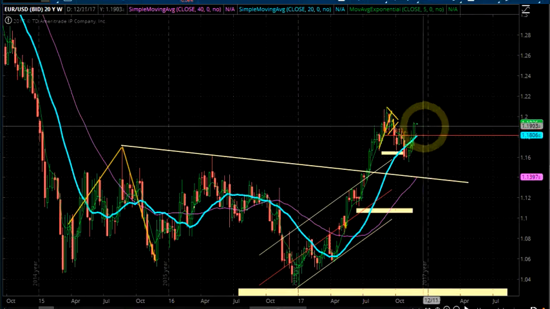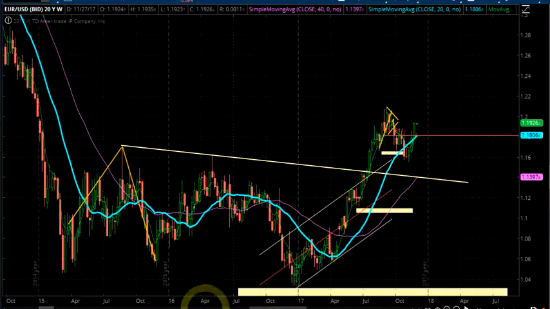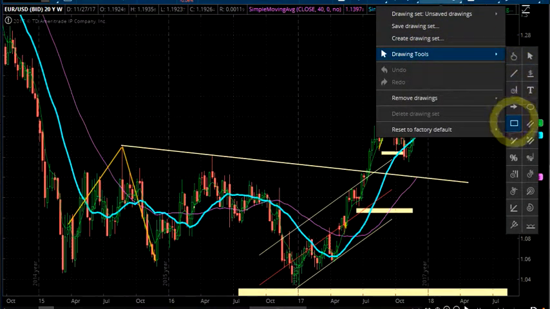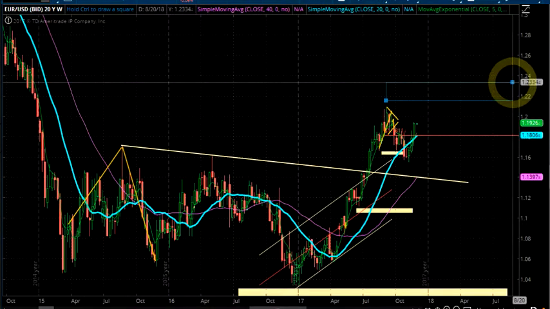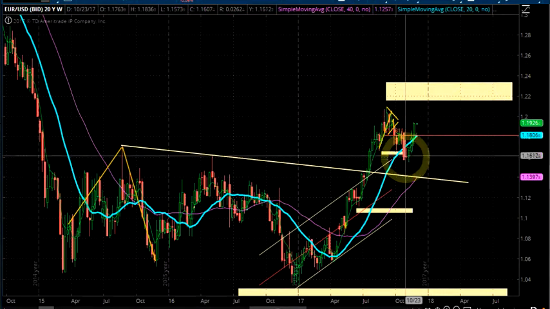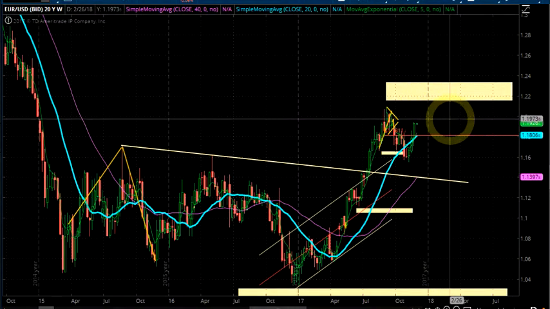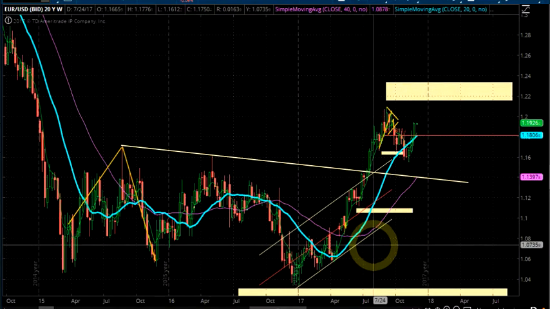Looks like the euro wants to go higher to at least here. We can put a box there. Let me go up here and grab a box. So at least off this pivot here, we should see the euro continue to climb up into this area before we see any kind of selling action.